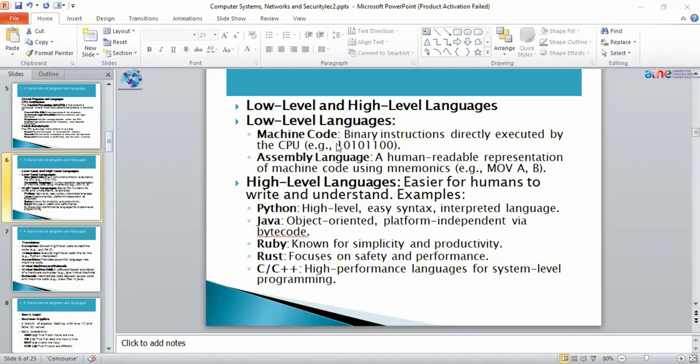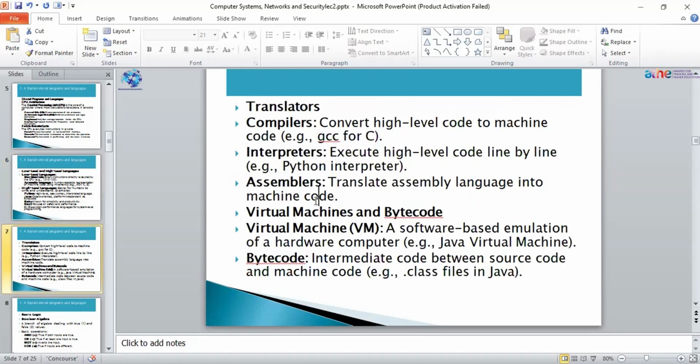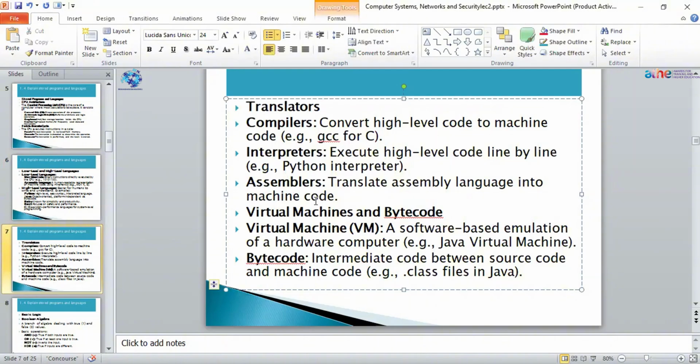What is the difference between the compiler and interpreter? We will discuss that later. Then we have Java. These are all the different languages in which we write our code. So after that, we have translators.